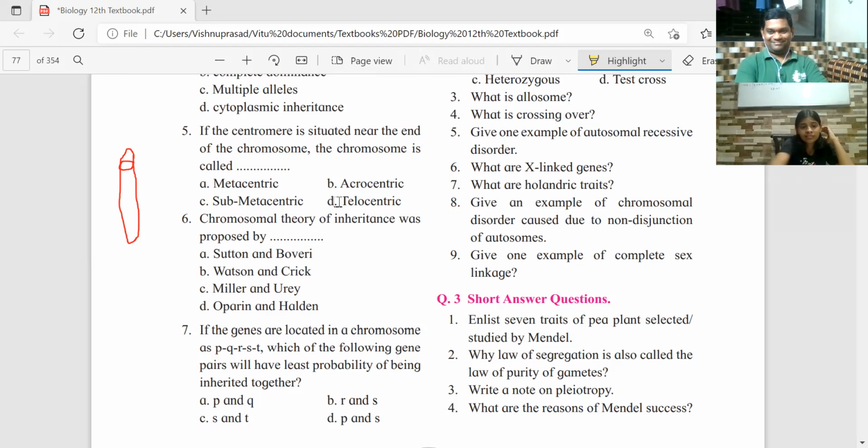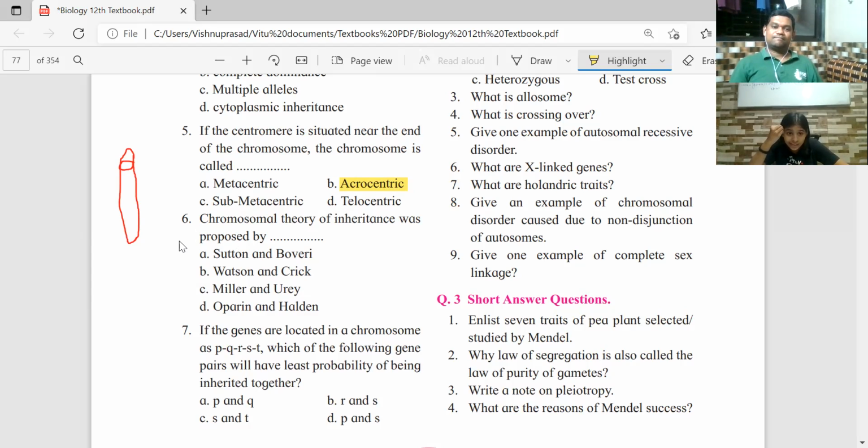It is totally easy. 99.9% it is acrocentric. Yes, 100%. Metacentric means exactly at the center. Submetacentric means near the center. Acrocentric means near the end. Telocentric means at the end. I was confused between telocentric and acrocentric. It says near the end, so acrocentric. And sixth one.